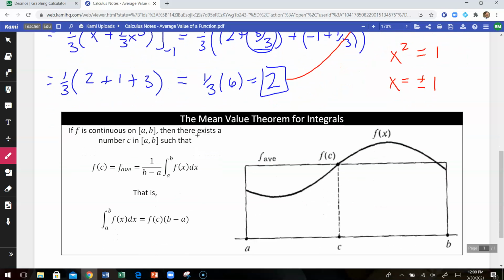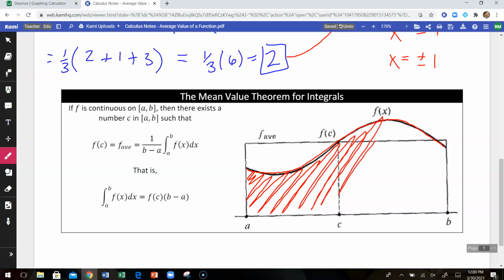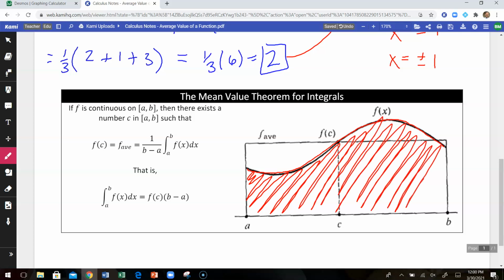The mean value theorem for integrals expands on this idea a little bit. It essentially says that if you have some function f of x, that's this graph here, and I wanted to find the area under this curve, under f of x above the x-axis, I can find the average value, so that's this y coordinate, whatever that happens to be.